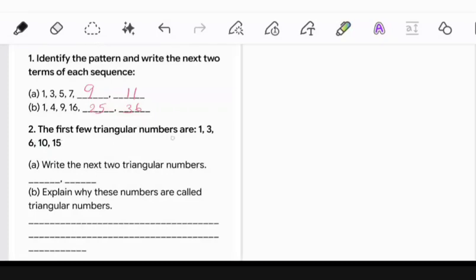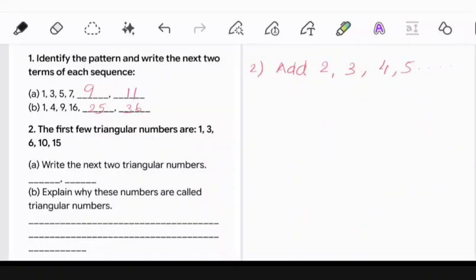Second question. The first few triangular numbers are 1, 3, 6, 10, 15. Write the next 2 triangular numbers. We can find the sequence of triangular numbers by using the figure. Also, there is one rule there: add 2, then add 3, then add 4, then 5, etc. So here is the rule: add 2, then 3, then 4, 5, etc. Also, we can find the triangular numbers by figuring out the shape.